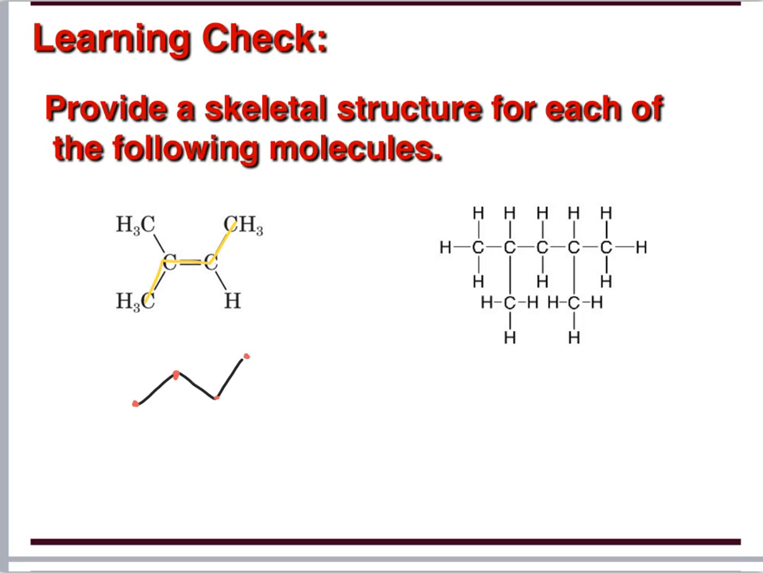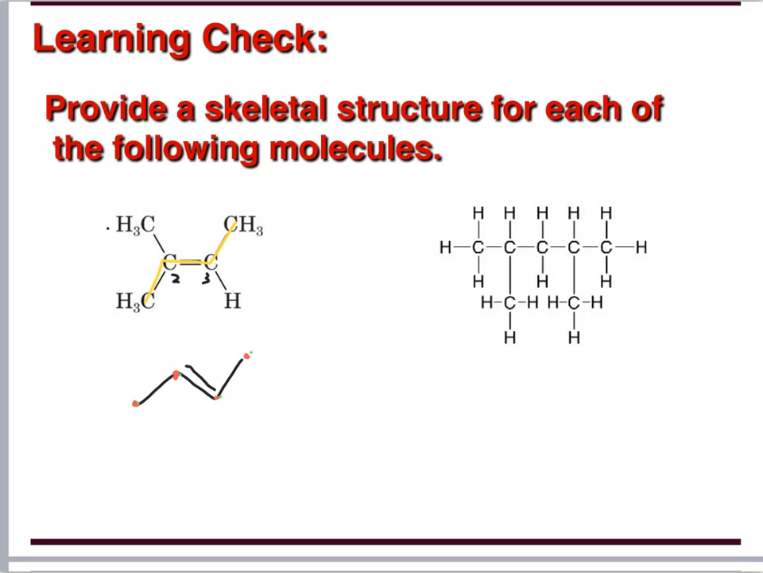So the hydrogens would be 3 here, none here, 1 there, and 3 there. I also have to add that double bond. And what I notice is the double bond is carbon number 2 to carbon number 3. So in carbon number 2 and carbon number 3, I have to put that double bond.